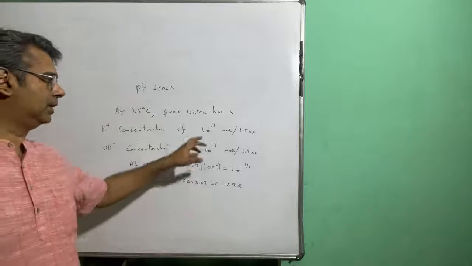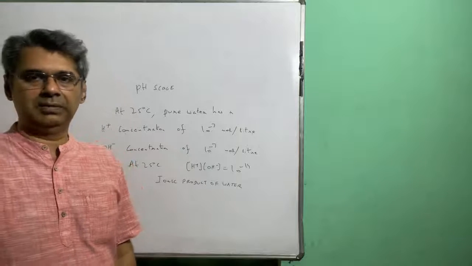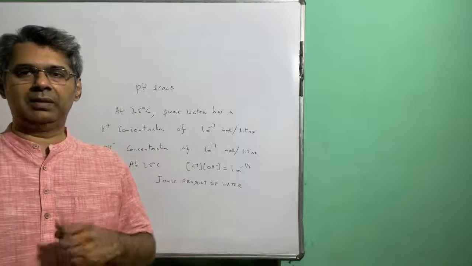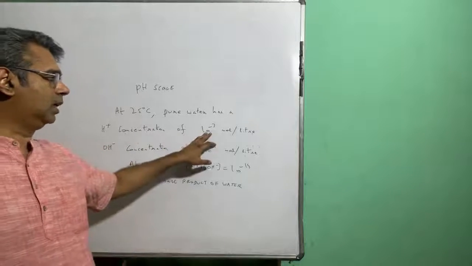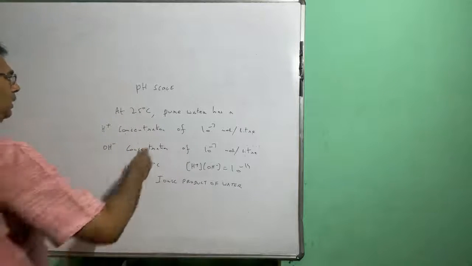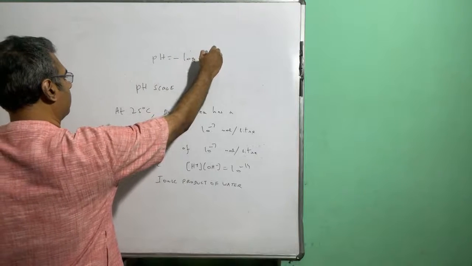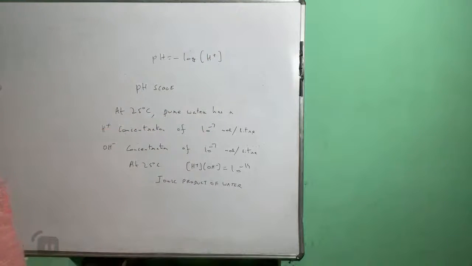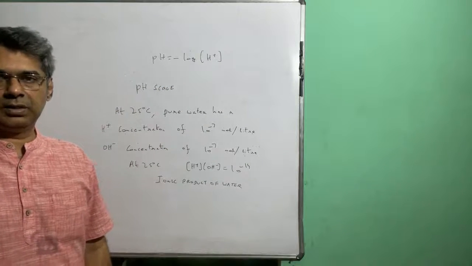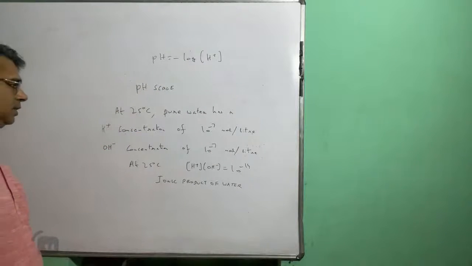But there is one problem. Powers of 10 like 10 to the power minus 7 are not very convenient for calculation. So the scientists decided a better option would be to have a scale by which you can convert this into a more measurable value, and that is the pH scale. According to the pH scale, the pH is minus the logarithm of the hydrogen concentration. So pH is minus log of H plus.